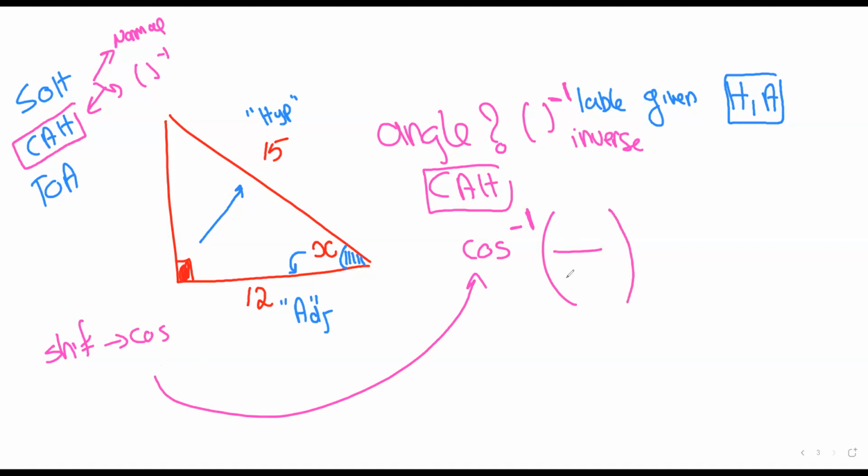You insert the fraction with the same order of the letters. The adjacent goes on top and the hypotenuse goes below. That's it. And then on the calculator, see, it's much easier. Over 15, close your bracket, and you'll get your answer after rounding, which is 36.9. Okay, let's take one more example.